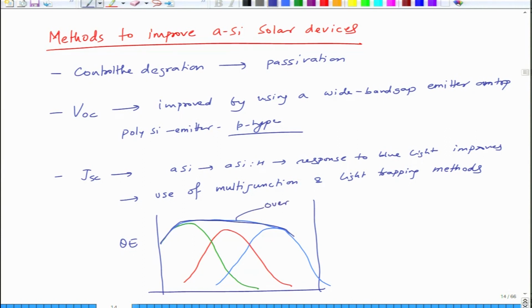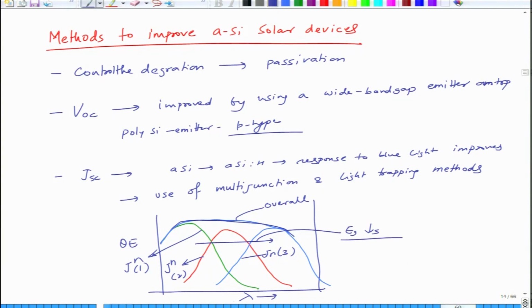This is the overall, this is junction 1, this is junction 2, this is junction 3, and you can see the band gap Eg decreases. This is your lambda. Higher wavelengths are absorbed by a smaller band gap, and shorter wavelengths are absorbed by a higher band gap. That is how you can make a multi-junction design with amorphous silicon solar cells by using germanium as a material to make solid solutions.